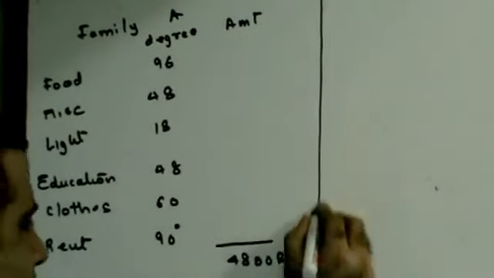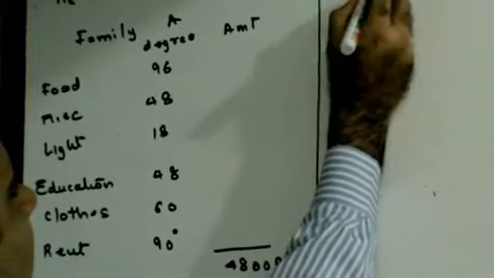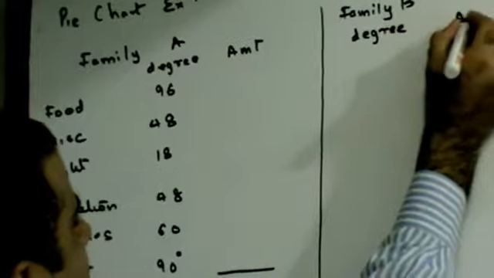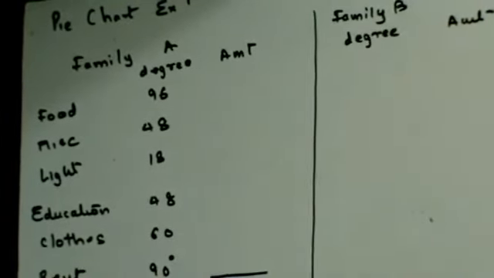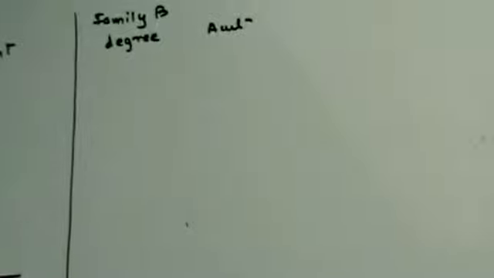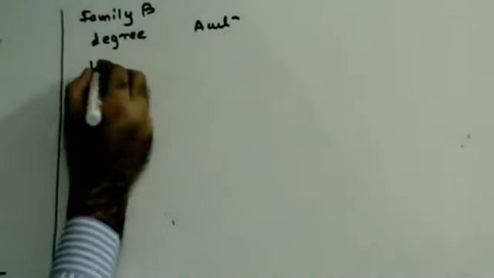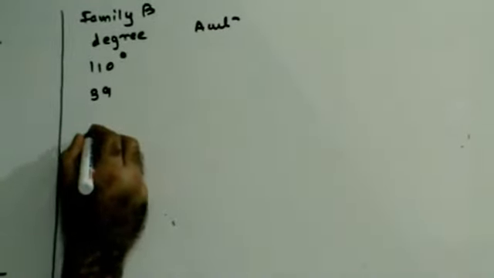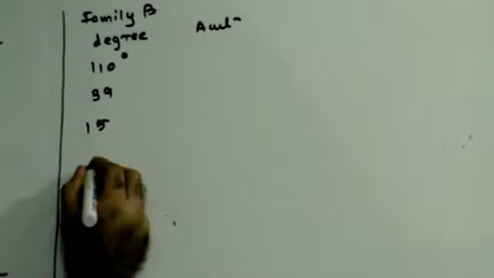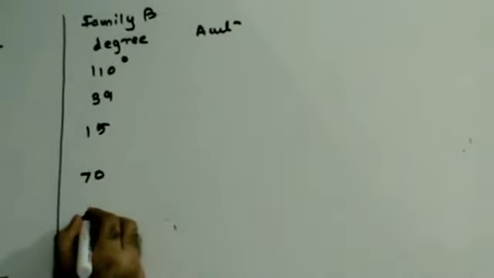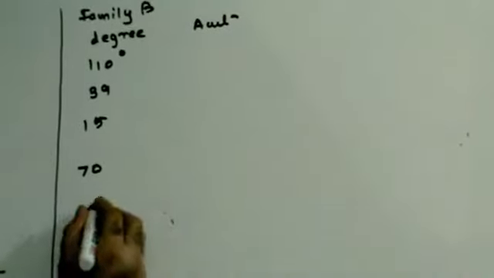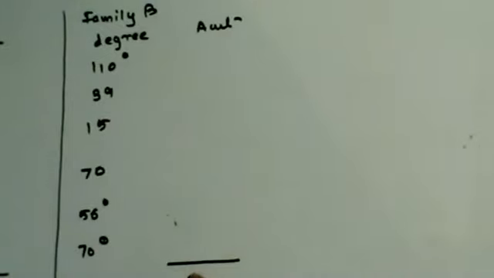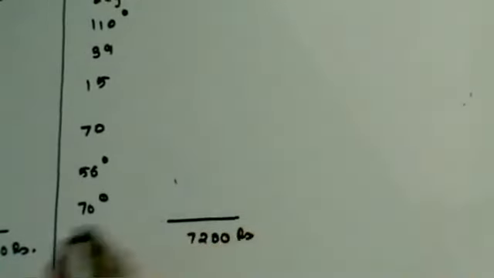Right? Now for family B, the same data is given, degree and amount. Now the degrees they've given you are: for food 110 degrees, for miscellaneous 39 degrees, light 15 degrees, education 70 degrees, clothing 56 degrees, and rent 70 degrees. And the total expenditure given to you here is 7,200 rupees, right?